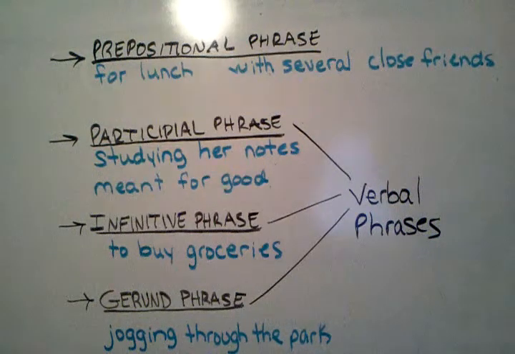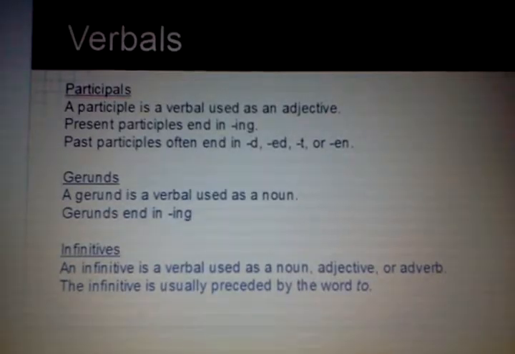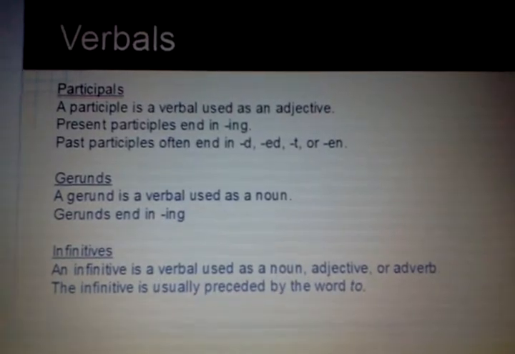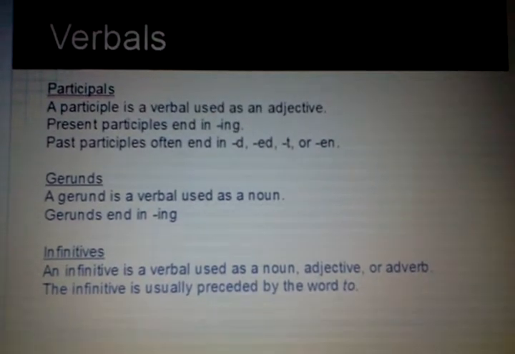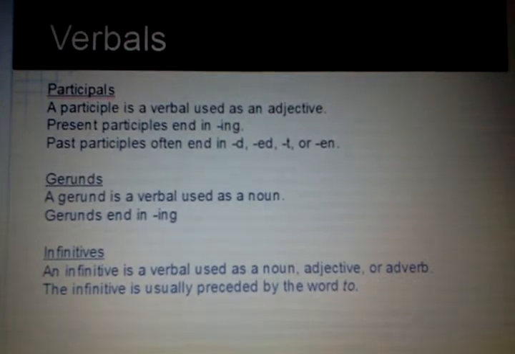Let's look at the first one. Well, first I want to show you a chart. Look at this slide here. And it would be good if you actually paused the video, got out a piece of paper, and wrote this down. Participles. They're used as adjectives. Gerunds. They're going to be used as nouns. Infinitives are going to be used as either a noun, an adjective, or an adverb. Always.